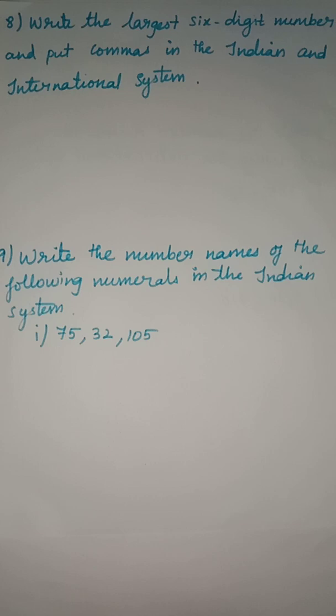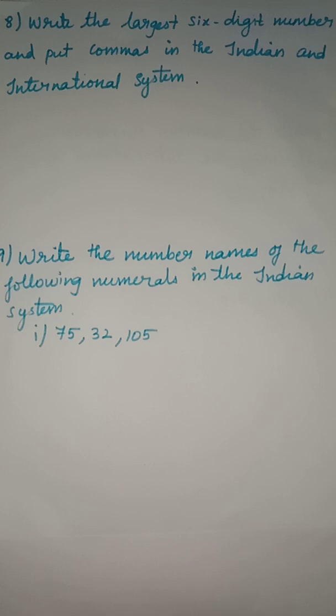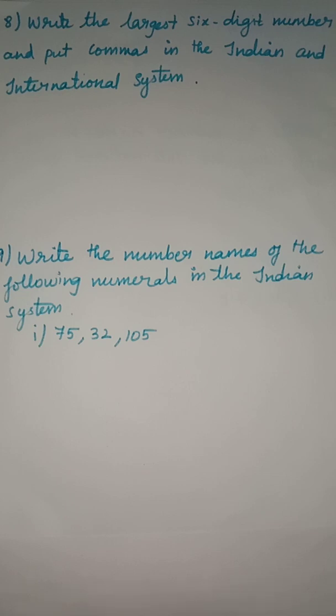In the previous session we learned how to give the names for the international system and the Indian system, and how to put commas for them. We also learned to expand the form and the comparison, and how to find how many thousands are there in 1 lakh and how many hundreds are there in a thousand. Now, in continuation, we are in exercise 1.1.